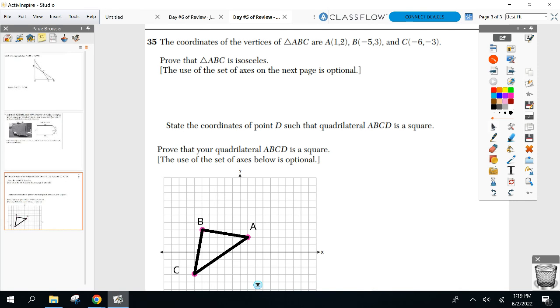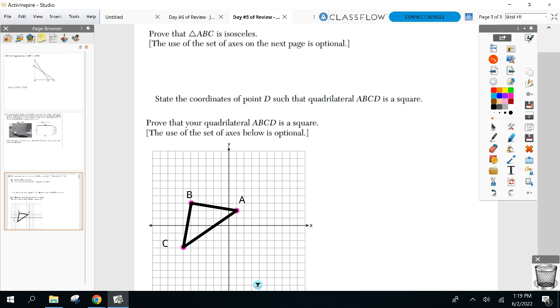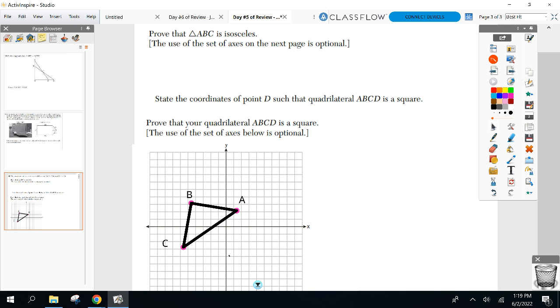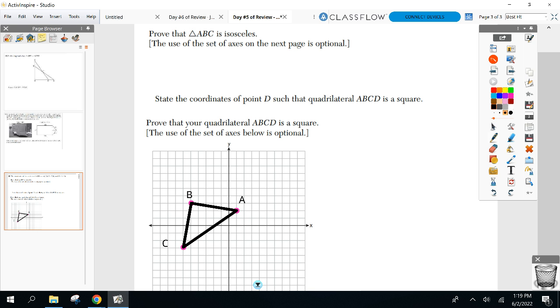Okay, we did. I'm not going to go through everything again. We proved it isosceles, and we showed that point D was (0, -4) by showing the slope of AB would match the slope of CD. 1, 2, 3, 4. Try that again. 1, 2, 3, 4. So here's point D, and now we have to prove ABCD is a square.